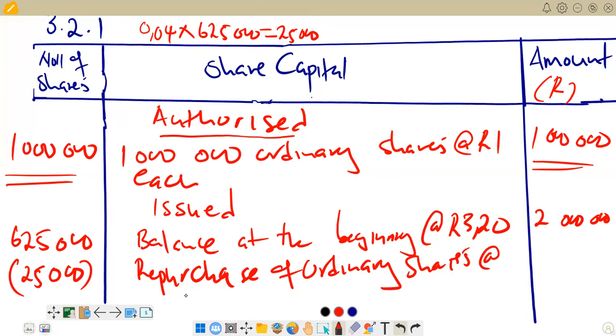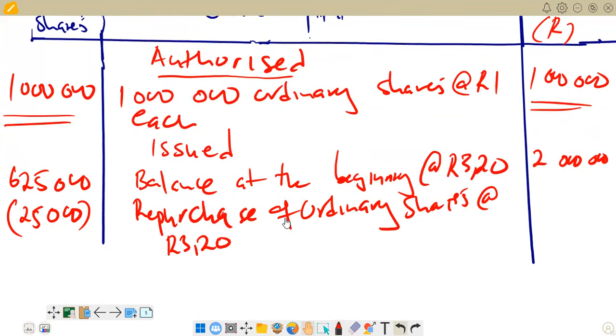We are using the average share price of 3 Rand 20. So that's what we have in terms of that repurchase. In that case now, we need to multiply 25,000 by 3 Rand 20 to get the total of the repurchase. 25,000 times 3 Rand 20, you get 80,000. So here now 80,000, and obviously we show it again as a negative.